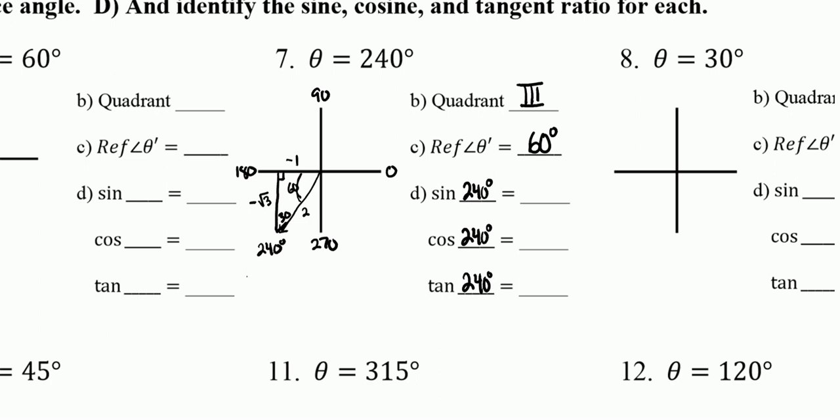So, continuing on here, sine is opposite over hypotenuse. The opposite of 60 is negative root 3, and the hypotenuse is 2. For cosine, cosine is adjacent over hypotenuse. The adjacent to 60 is the -1 over 2. And tangent is opposite over adjacent. So negative root 3 over -1, which reduces to just positive root 3.